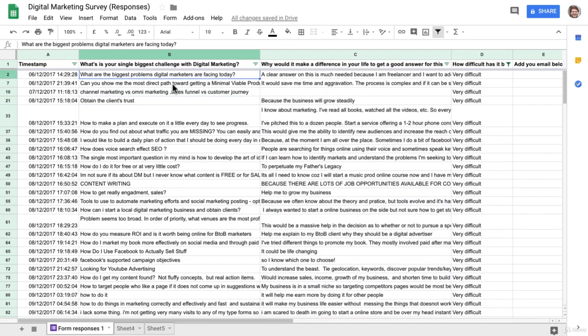So let's just go and have a look at it here. Okay, not every response is going to be perfect, so you're going to just have to go through one by one, down through them and pick them out. So let's see the problem here. What's your biggest challenge? Can you show me the most direct path towards getting a minimal viable product in the marketplace? Okay, so that's a great problem to solve.